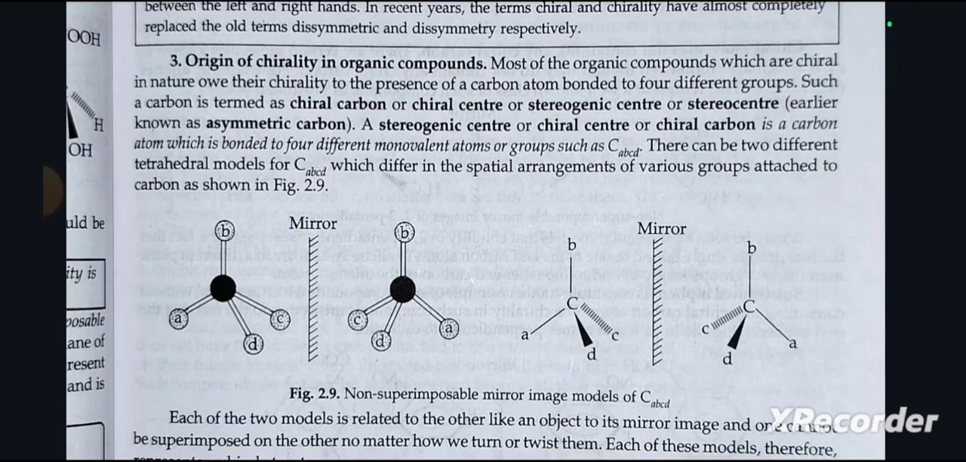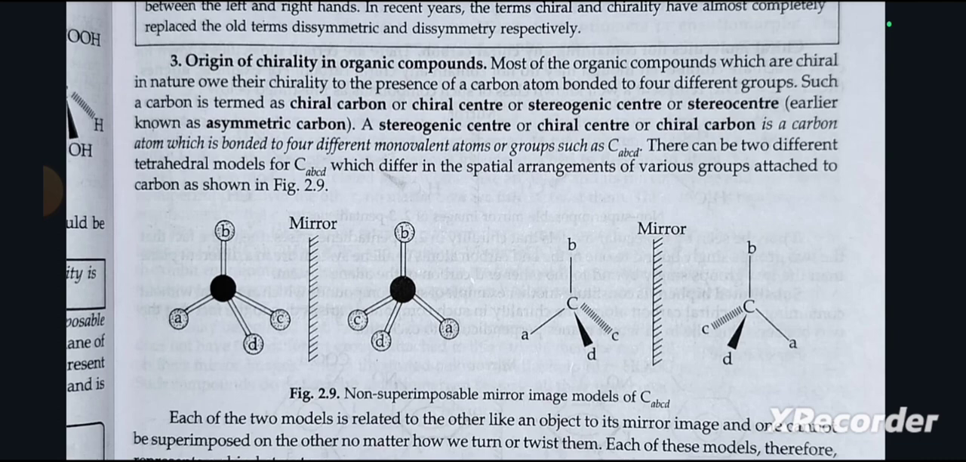Third, origin of chirality in organic compounds. Most of the organic compounds which are chiral in nature owe their chirality to the presence of a carbon atom bonded to four different groups. Such a carbon is termed a chiral carbon or chiral center or a stereogenic center or stereocenter, earlier known as an asymmetric carbon.